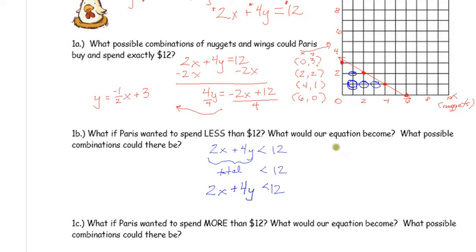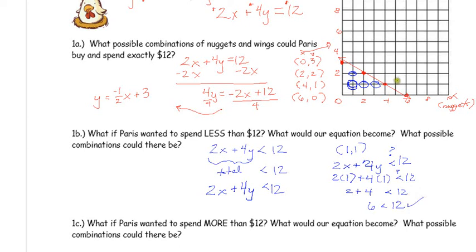And so if I substitute in the ordered pair, let's just use the ordered pair 1, 1 here, into 2x plus 4y, is that actually less than 12? By substituting in 1 for each one of the variables, we know that 2 plus 4 is 6. And that is less than 12. So any of these points under or below the line will give me a total that is less than $12.